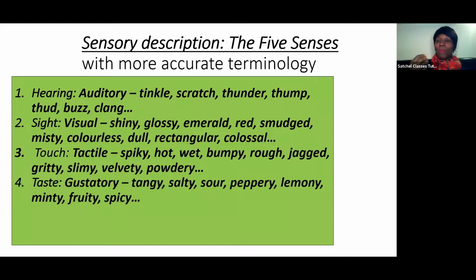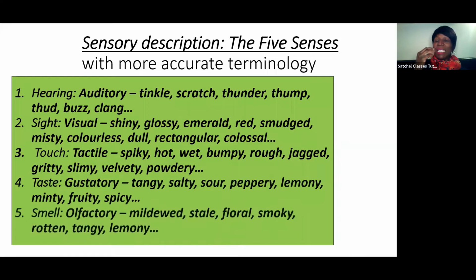Or you may well talk about the sense of taste. So gustatory description, things that are tangy or salty or sour or peppery or lemony or minty or fruity or spicy. Or the sense of smell, olfactory description, things that are mildewed or stale or floral or smoky or rotten or tangy or lemony. All of that would be relevant.